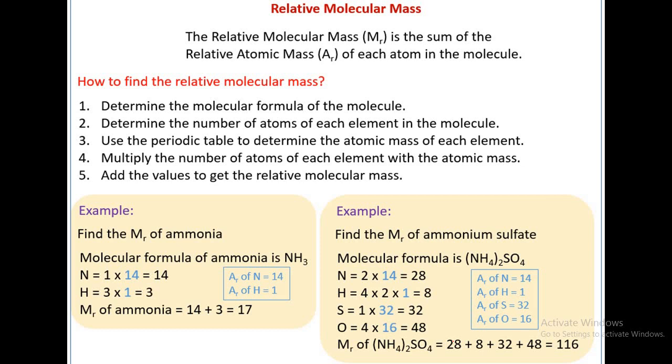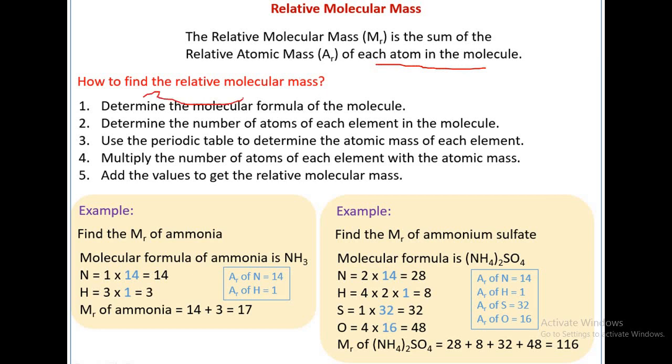Then what is relative molecular mass? The relative molecular mass is the sum of the relative atomic mass of each atom in the molecule. Or according to your book, the relative molecular mass of an element or a compound is the number that represents how many times one molecule of the substance is heavier than 1 by 12 of the mass of a carbon 12 atom.